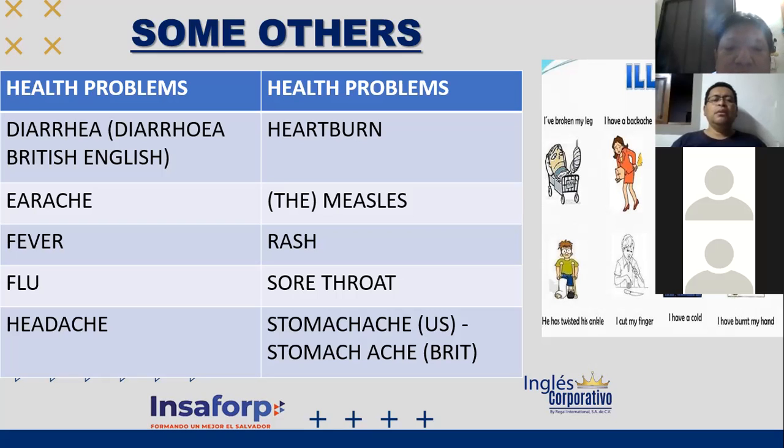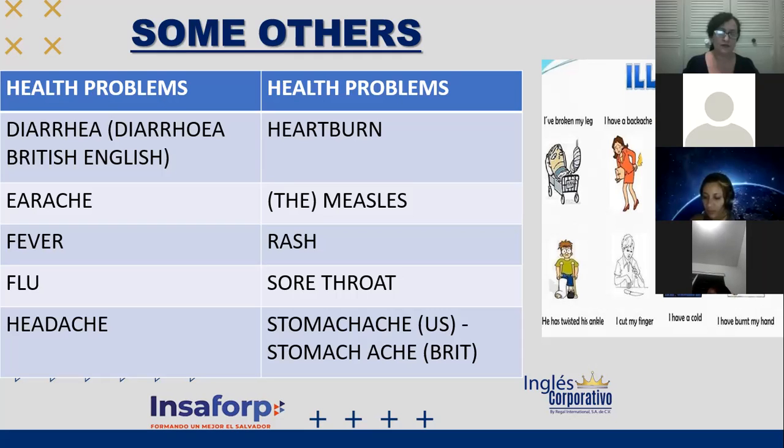Rash. Heartburn. Measles. Rash. Measles. So good. Measles. I'm sorry. No, it's okay. Measles. Rash. Sore throat. Stomachache. Okay. Thank you so much.